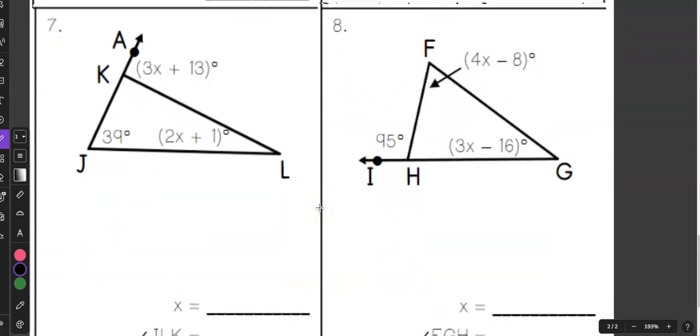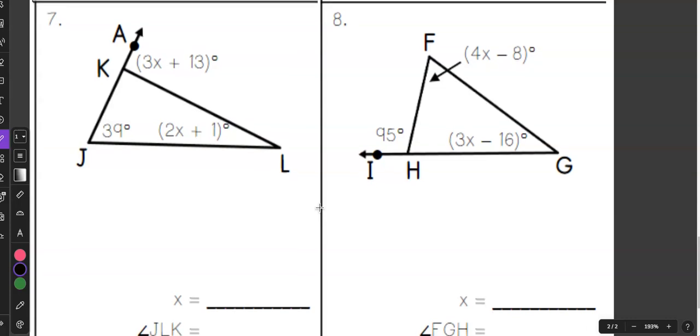We have 2 more. Let's see if we can get through. How long have I got? Why can't I ever remember this? Oh, I got 9 minutes. I think we're good.